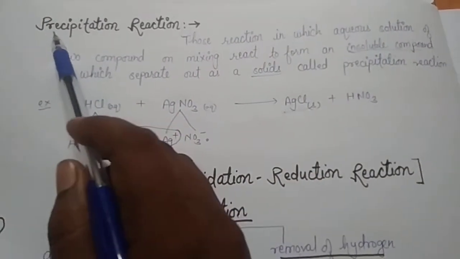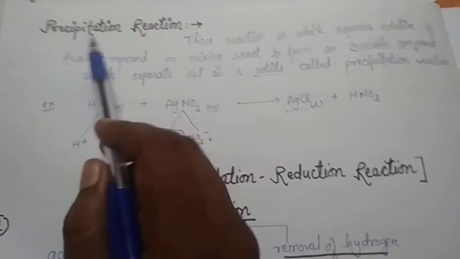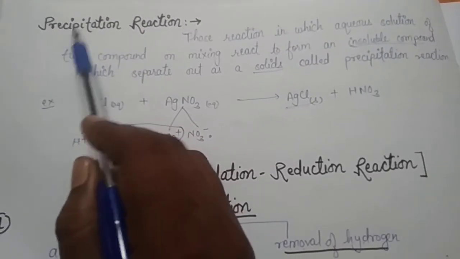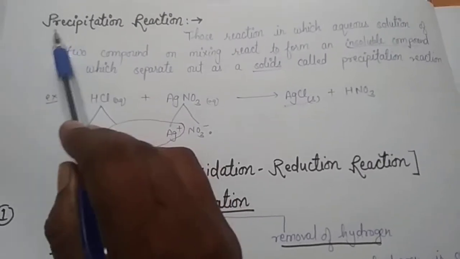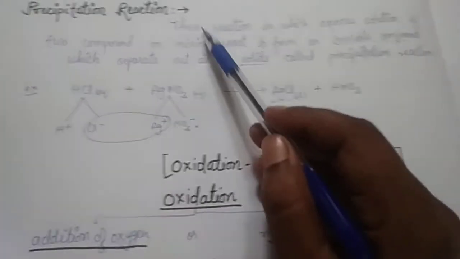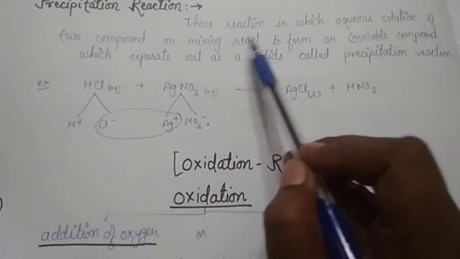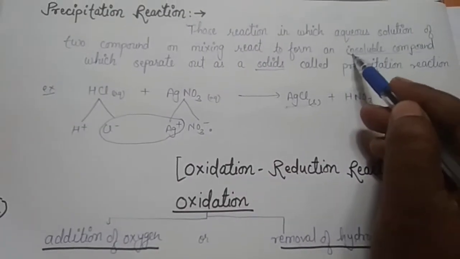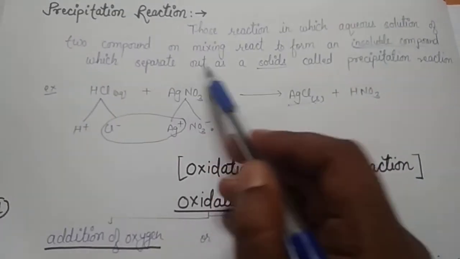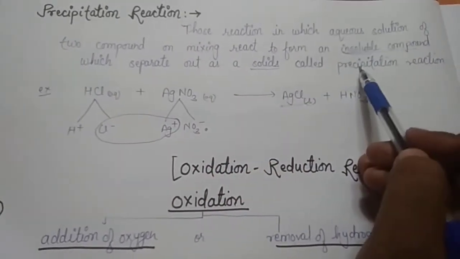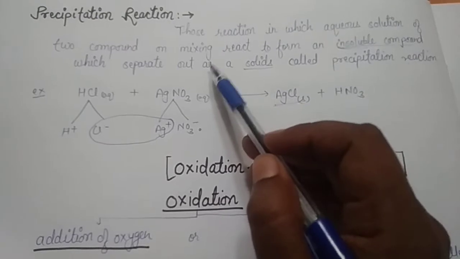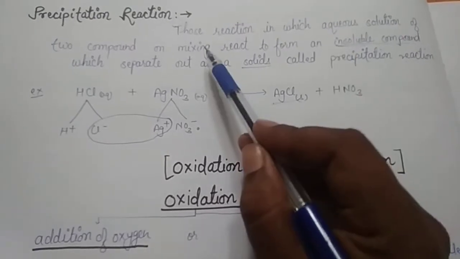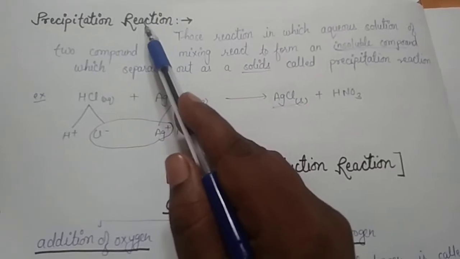Now the second is the precipitation reaction. Children, I have already explained what a precipitate is. Again, I would like to remind you, it is an insoluble solid product which is produced during a chemical reaction. Clear? That is a precipitate. So those reactions in which aqueous solutions of two compounds on mixing react to form an insoluble compound which separates out as a solid are called precipitation reactions. When an insoluble solid compound is produced when two aqueous solutions are combined, that will be a precipitation reaction.